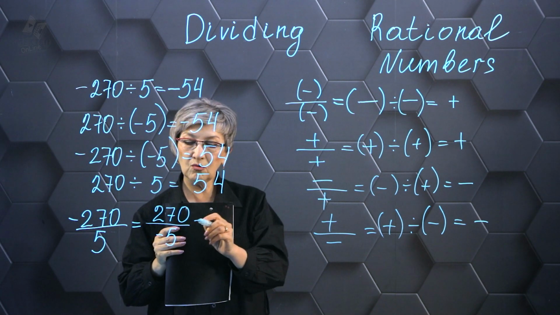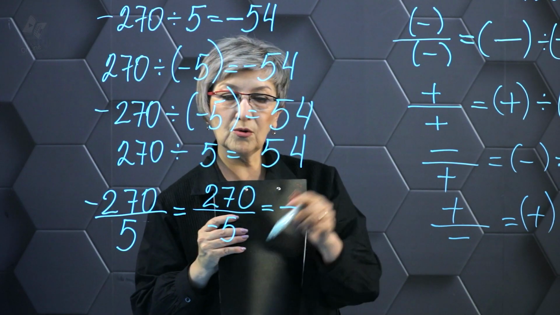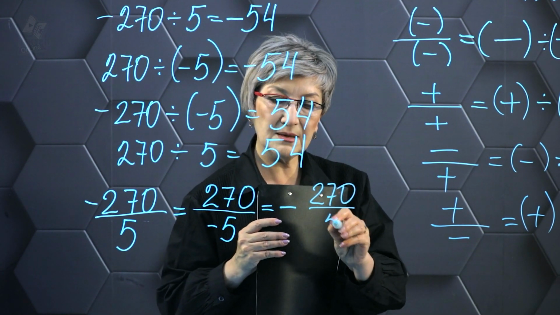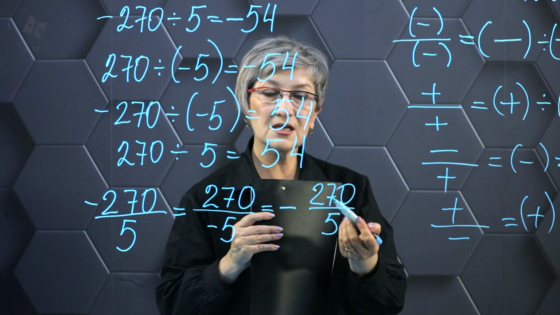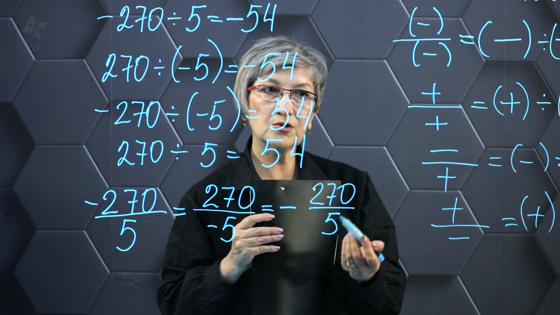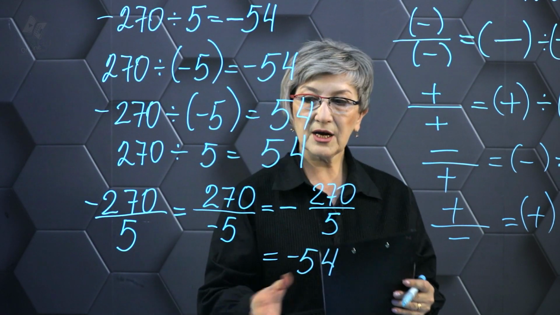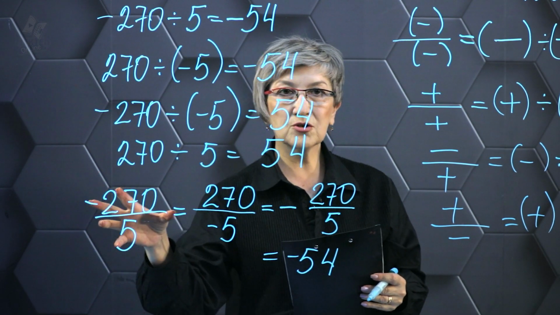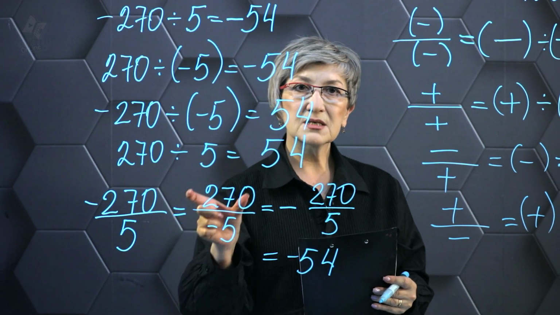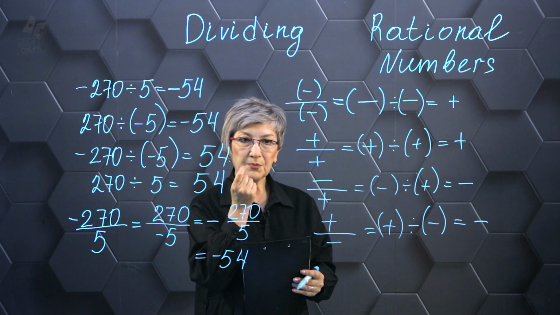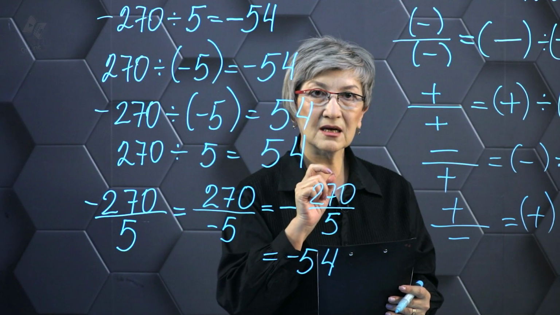Or I can take that sign out and write it in front of the fraction. 270 divided by 5. If I divide the number 270 by 5, I get 54. And there is a minus sign in front of the fractional number. The result is the number minus 54. When solving examples written in the form of a fractional number, you can write it down as you like. Keep the rule. If you have one minus sign written in the example, you write down only one minus sign. The result is a negative number.